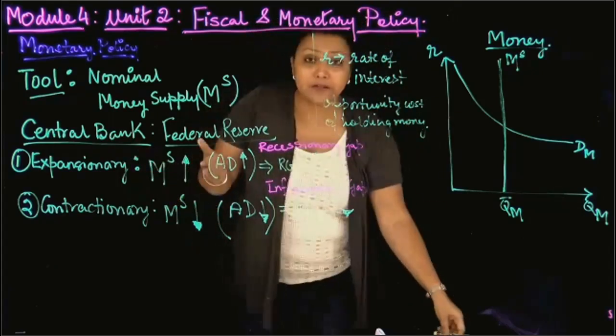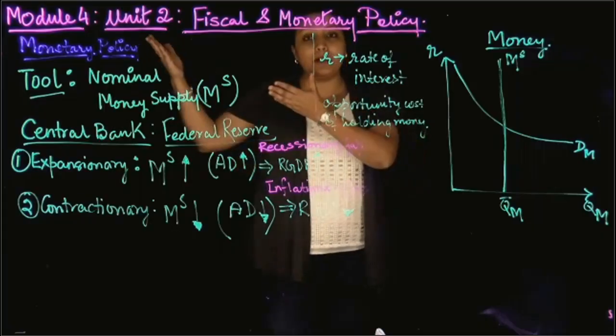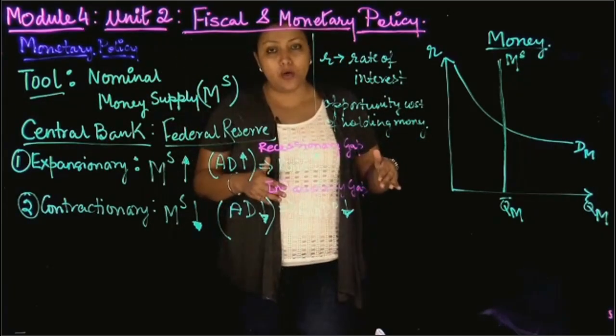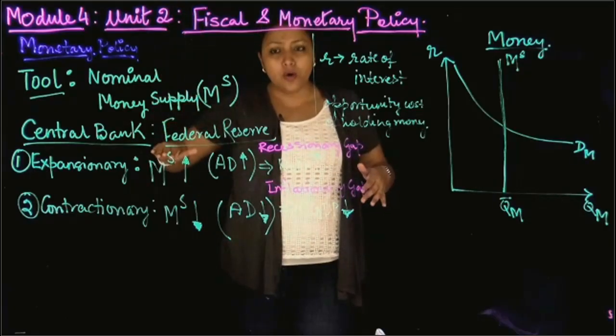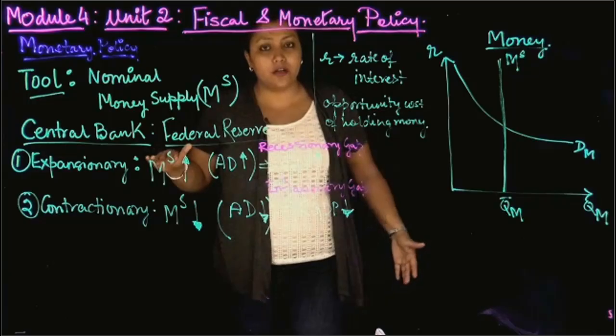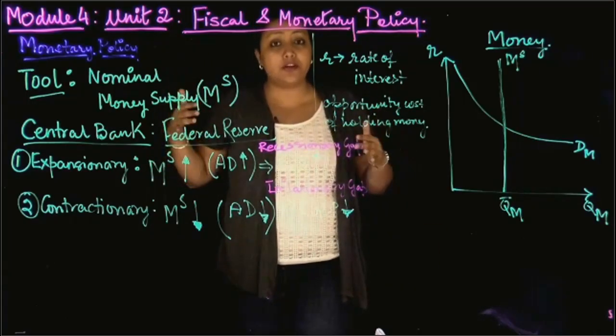Why? Because if the rate of interest is high, then it is good for me to put the money in the bank and not keep it in my pocket. So my demand will be low. And if the rate of interest is low, then I don't have to put the money in the bank. I would rather keep it in my pocket, right? So there is an inverse relationship between the demand for money and the rate of interest.